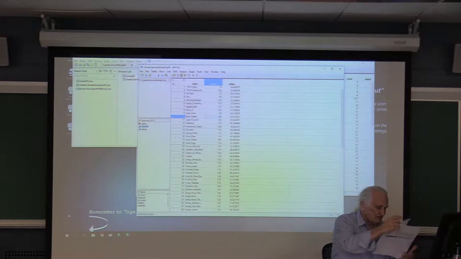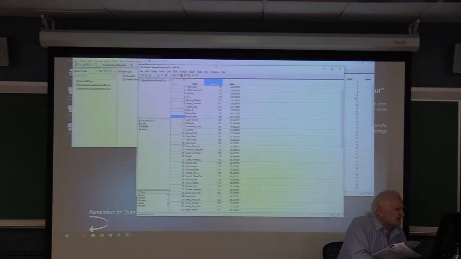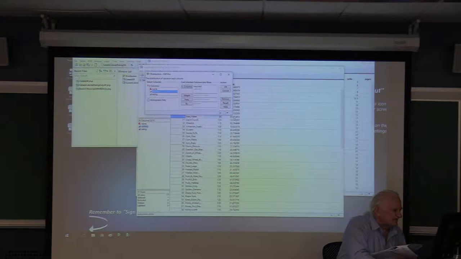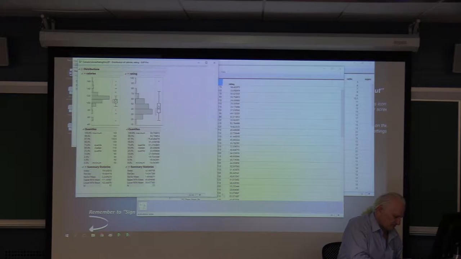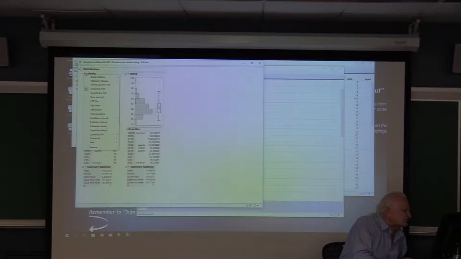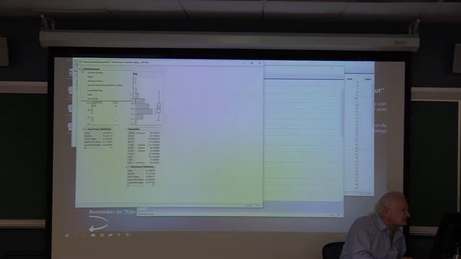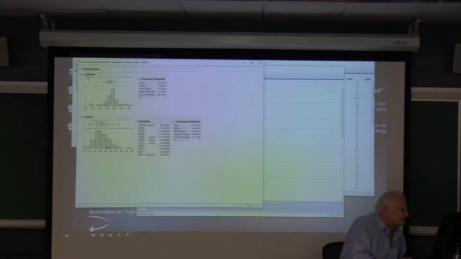On page 22, I can do analyze distribution to get some idea about the distribution of the data. I select the two columns, calories and rating, and put them in Y columns. I click OK, and we have this. You can click under calories and display quantiles as well. Under distributions, if I say stack, it shows it this way.